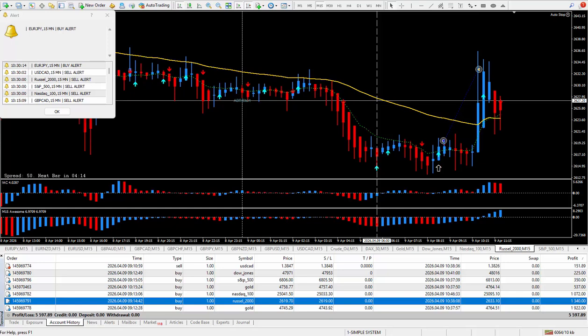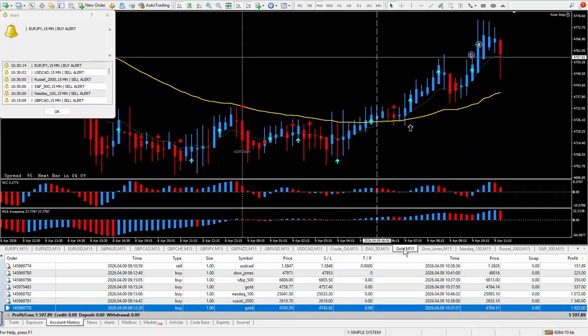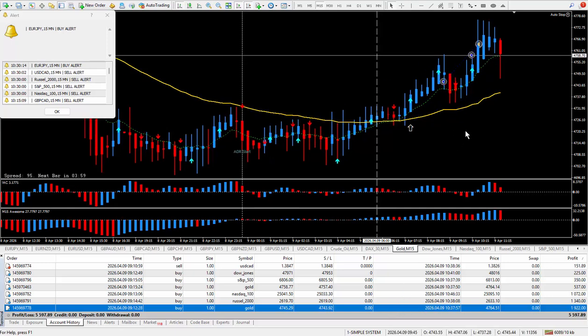$1,340. Okay, moving on to the last trade, which is gold. Gold pays $10 for each tick, so easy to see we're looking for 192. So we're just going to drag and drop this up, see where I got in at.